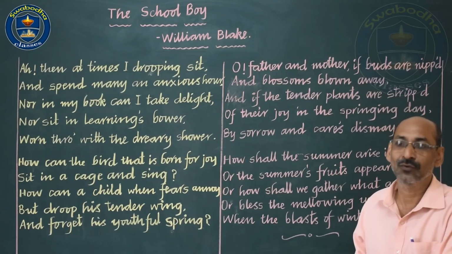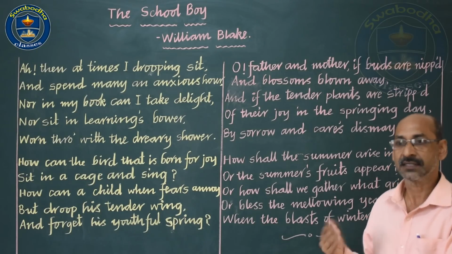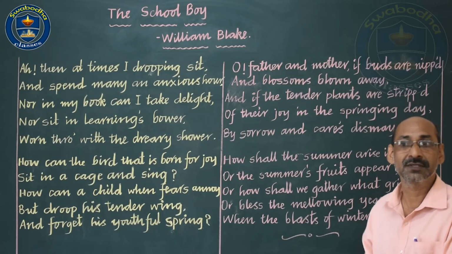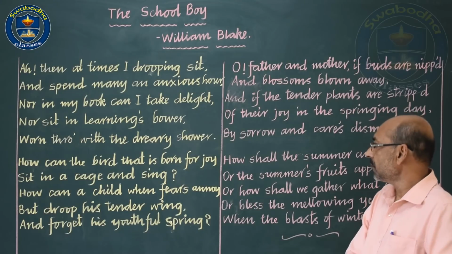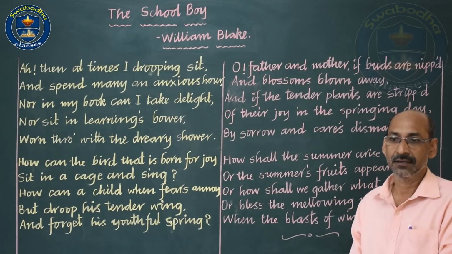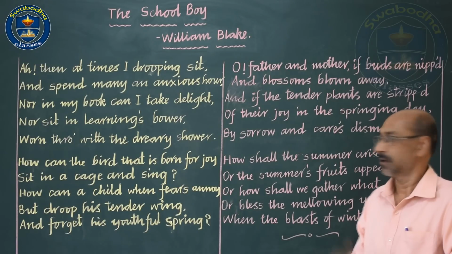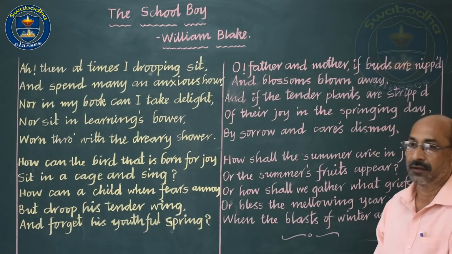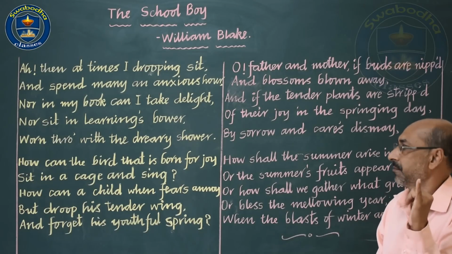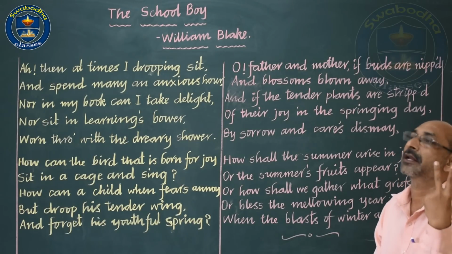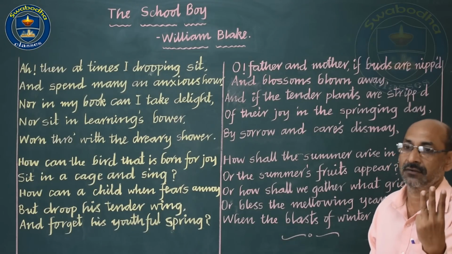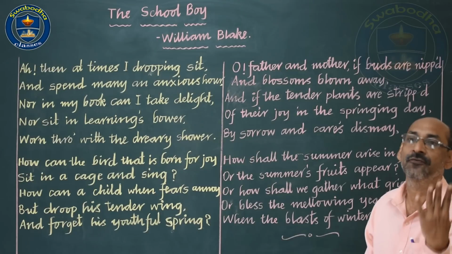The answer is simple, but just observe the effect it produces on the readers. Now, one more thing. We find 4 metaphors in this section. 1. A bird that is born for joy. 2. A cage. 3. Tender wing. 4. Youthful spring.